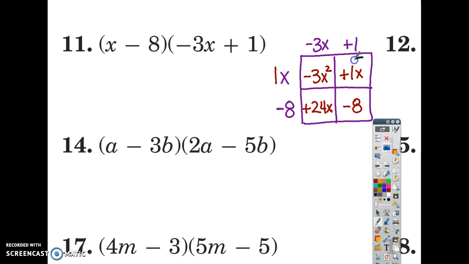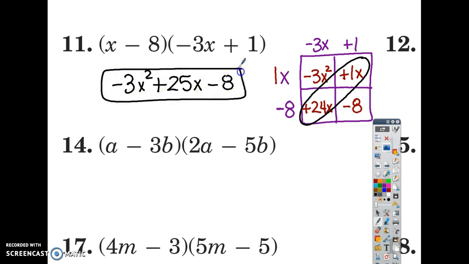Okay? Combine like terms. Remember, these two are always going to look alike. If they don't look alike, you did something wrong. So both of these have an x. Combine the 24 plus 1. That gives you a positive 25. They both have an x, so your answer has to have an x. The first term is negative 3x squared. And the last term is a minus 8. And this is your final answer.